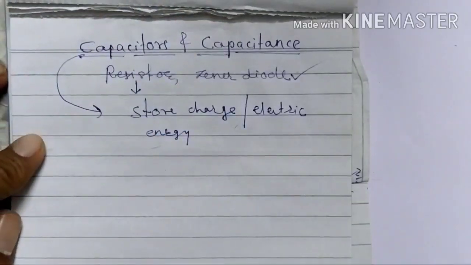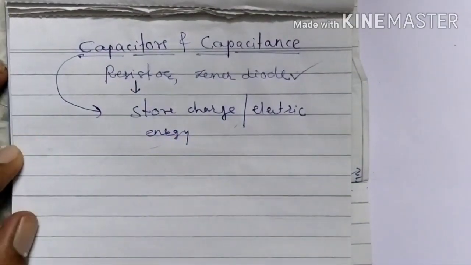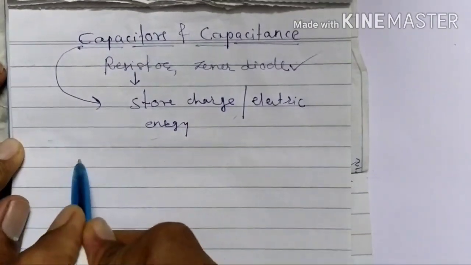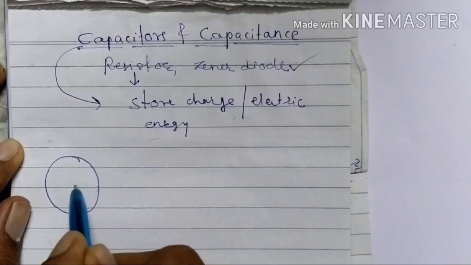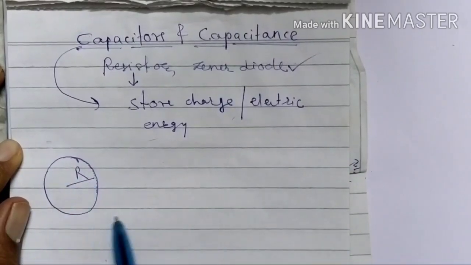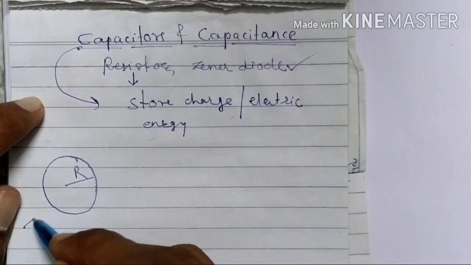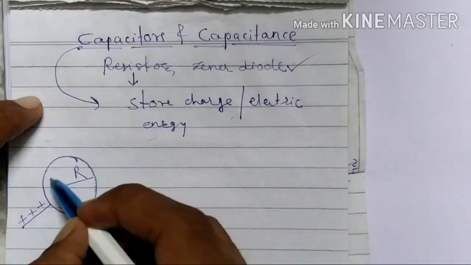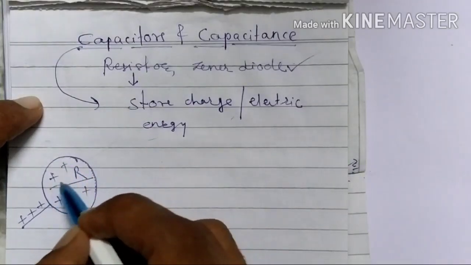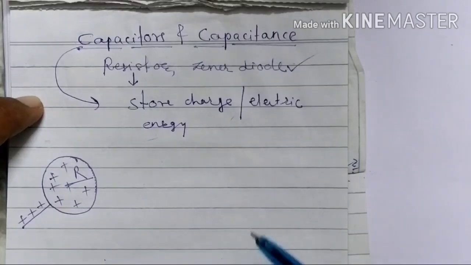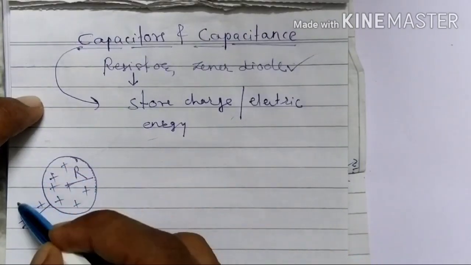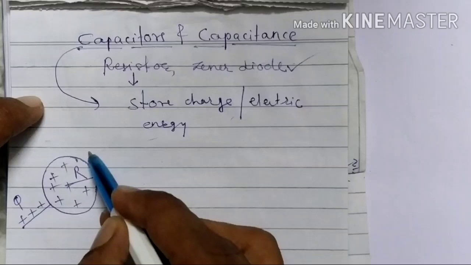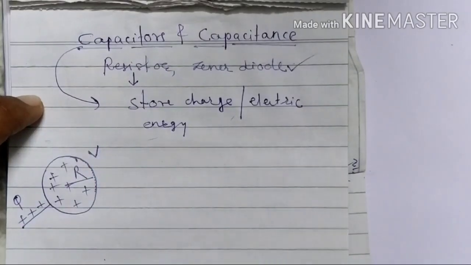Okay, so how does it store charge? Let's see. Basically a capacitor is nothing but a metal plate. Suppose a metal plate has radius capital R. Now we provide a plus Q charge to the metal plate. As we provide the plus Q charge, the charge distribution takes place over its surface. I repeat again: when we provide a plus Q charge to a metal plate, charge distribution takes place over its surface and its potential increases.